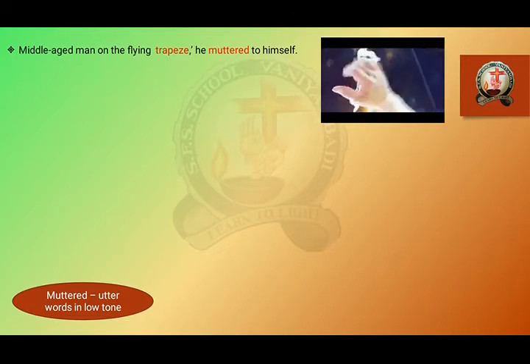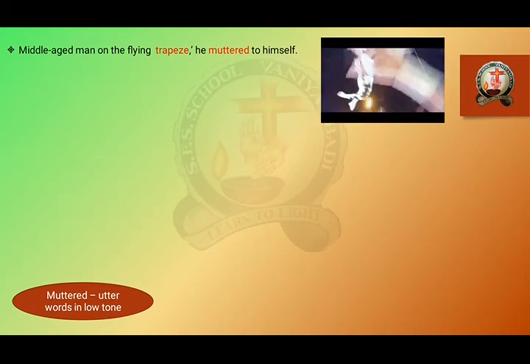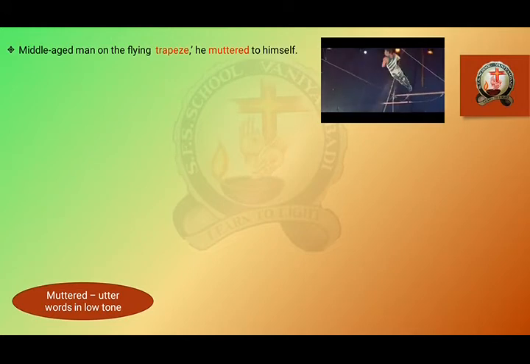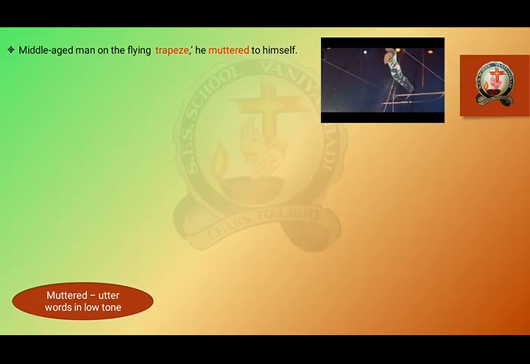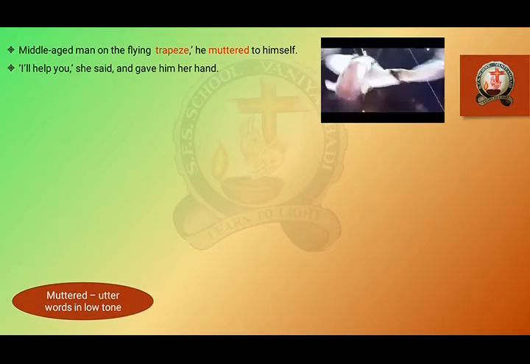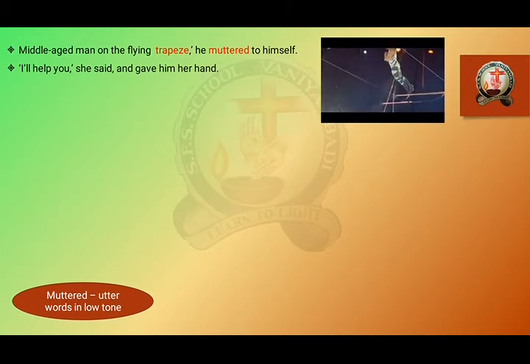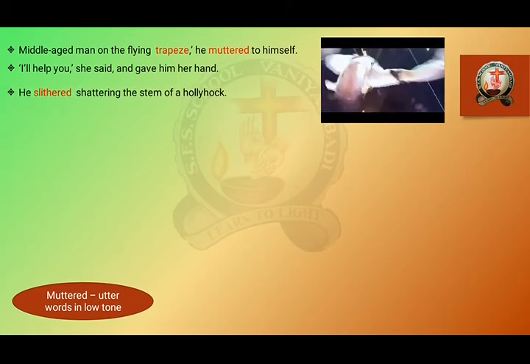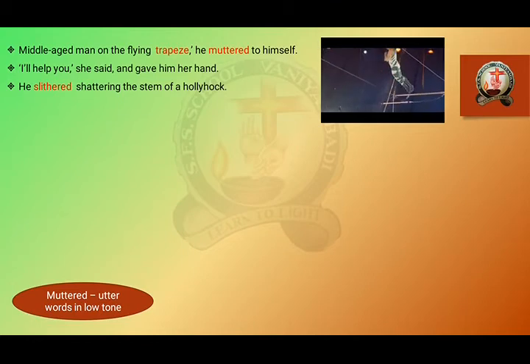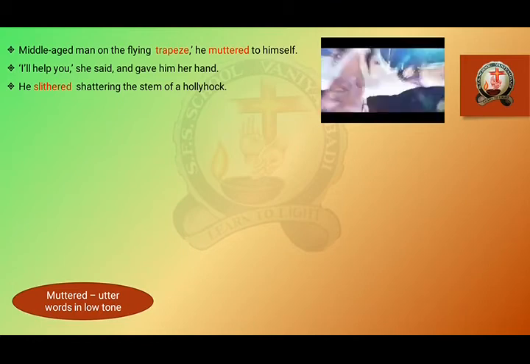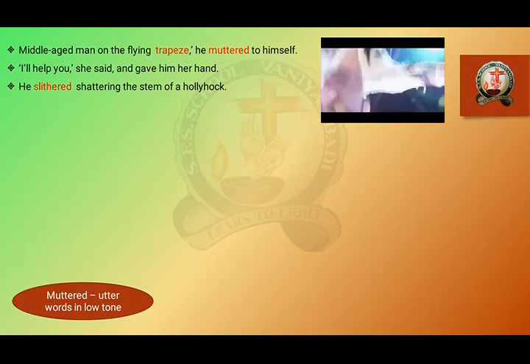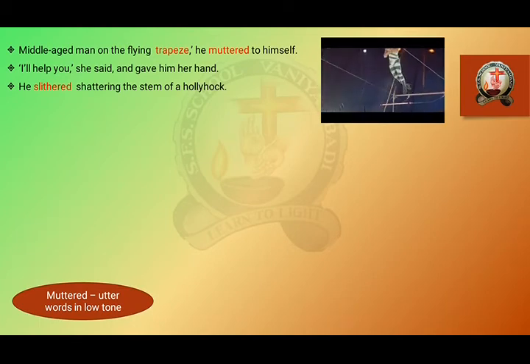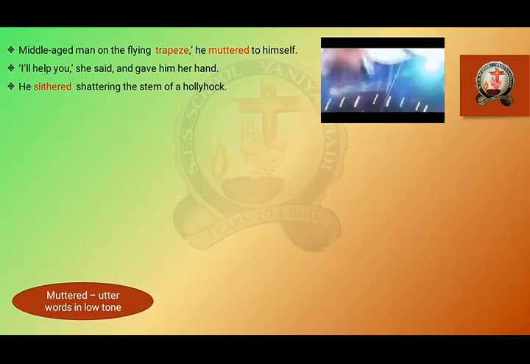And you can see the trapeze here. This kind of thing happens in the circus. If you happen to visit the circus, you can see this stuff over there. So this is called a trapeze. And for that, the girl replied, I'll help you, she said, and gave him her hand. He slithered, shattering the stem of a hollyhock. And near the wall, there are many plants which are very bushy and showy, with large flowers. And he becomes unsteady after he climbed up the wall at these plants.